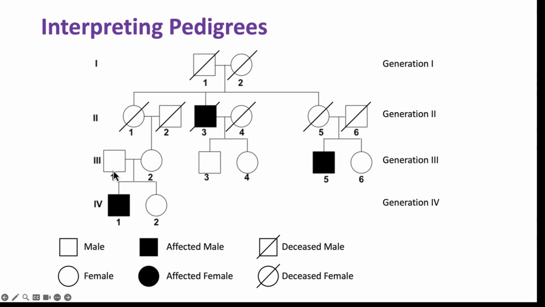Now, male is square, female is a circle, and this line here shows the mating of a male and a female, and down here shows their offspring. So these are the offspring, these three, and these are the partners with which they've mated. And then every generation is on a line. So we start at the top and we work our way down.